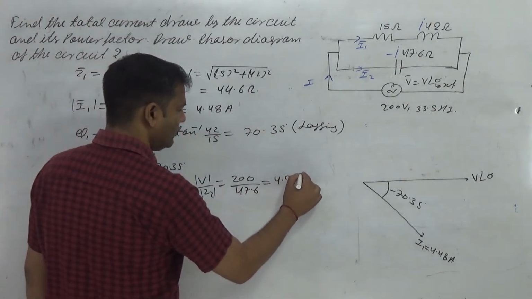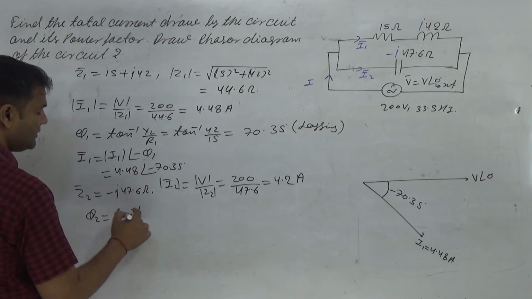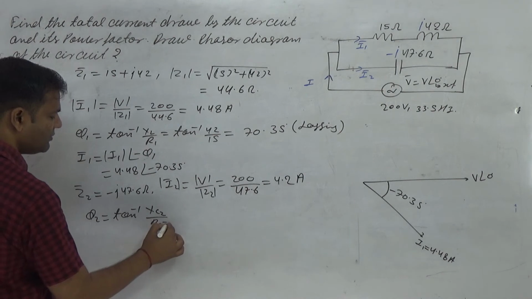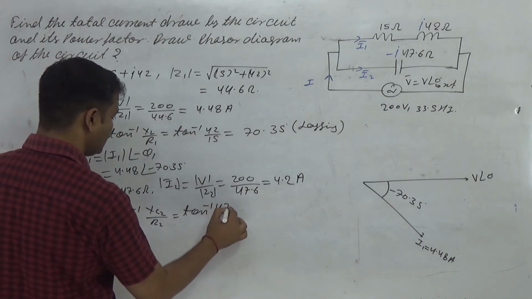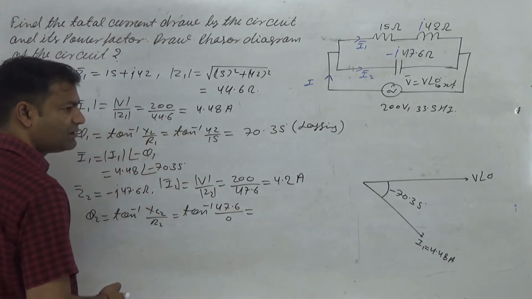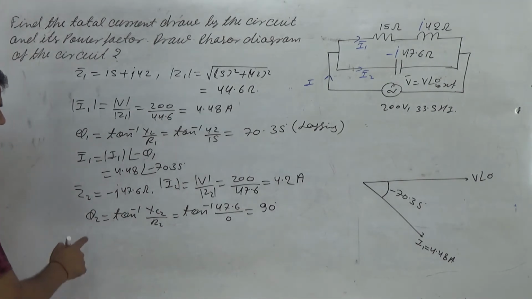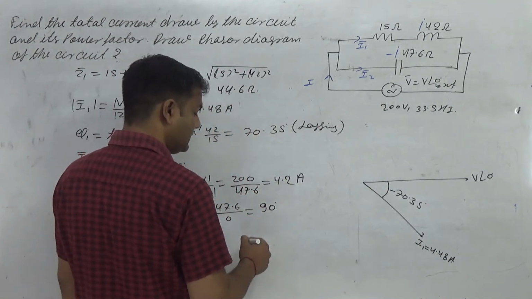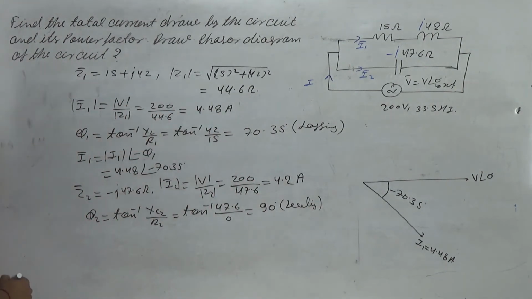Okay. Now what about phi 2? Phi 2 is written as tan inverse of XC2 divided by R2. R2 is not given, so R2 is 0. Tan inverse of 47.6 divided by 0 is infinity, and tan inverse of infinity is 90 degree. So phi 2 is 90 degree. And it is a capacitor, that's why it's capacitive, so you can say the power factor is leading.